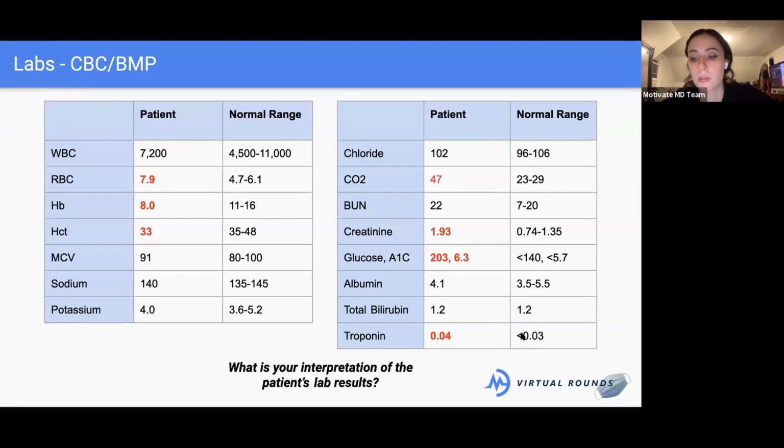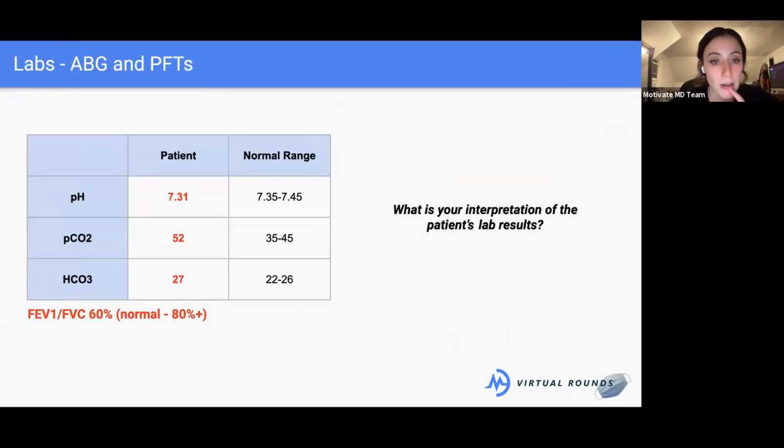Does anyone know where troponin comes from or what it's indicative of? So troponin comes from your heart. Depending on which troponin you're looking at, it comes from different muscles, but we like to use it to indicate heart strain. So maybe this could indicate that there's some ischemia going on in the heart.